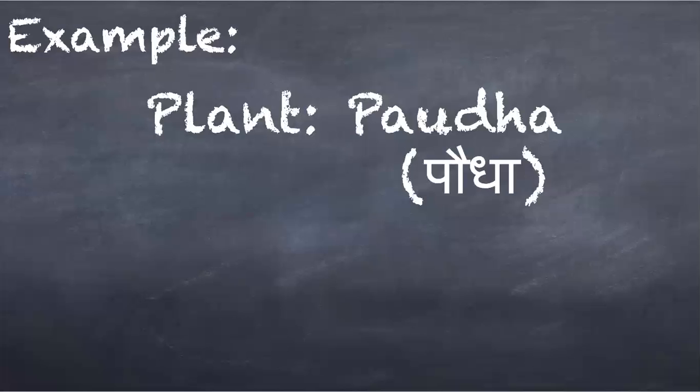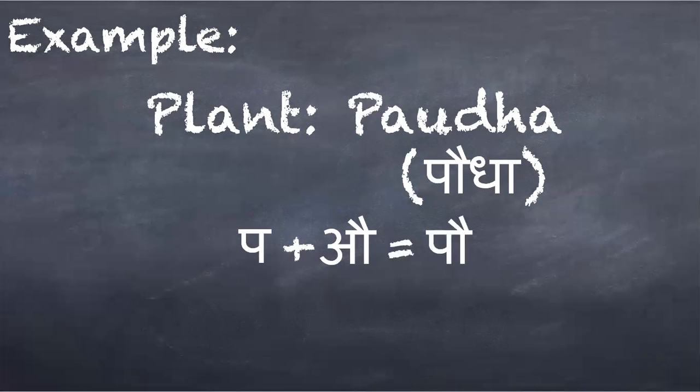Now this pau sound is made by taking vyanjan p and swar au, and together it would make that sound. And to make up the full word, we'll take p and au together, that will make pau, vyanjan dh and swar a, which is represented as this matra, and we have covered that in our previous videos. So together it will make the word podha.